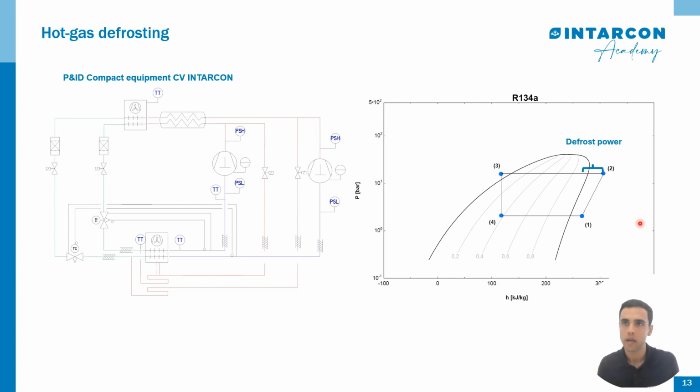Hot gas defrost is a technically simple system where the location of the heat source is now at the same point as the cold generation, making defrost more efficient while consuming less energy.